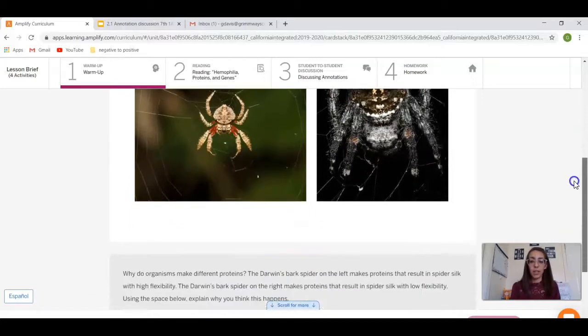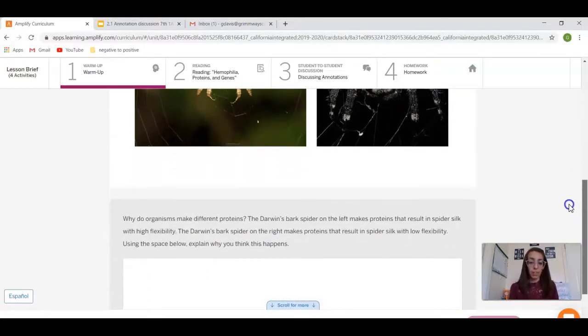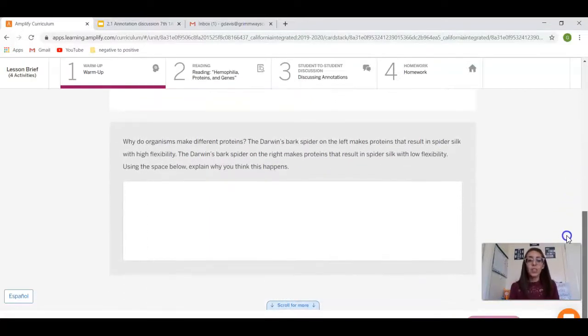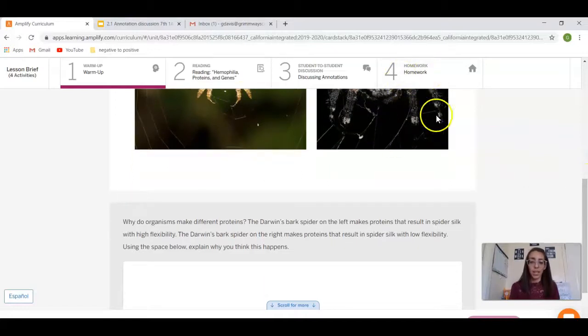There's these cute little spiders. Actually, I think they're pretty creepy looking, but you know, maybe you think they're cute. And why do organisms make different proteins? The Darwin's bark spider on the left makes proteins that result in spider silk with high flexibility. So that's this guy right over here, right? This guy, he makes high flexibility. But then the spider on the right, this big old guy, makes protein that results in spider silk with low flexibility.